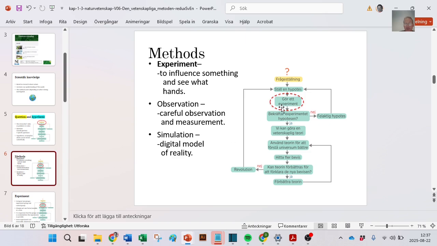So, except for experiments, we can also make observations or digital simulations in a computer. These are all scientific methods in the natural sciences.